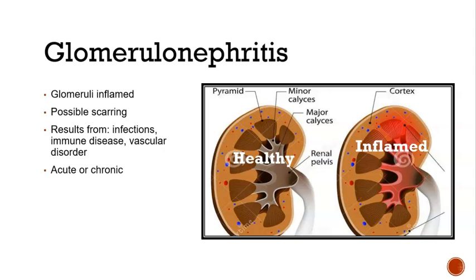Glomerular nephritis is inflammation of the glomeruli. So this is inflammation of the filtering part of the kidney, so kidney filtering will be affected. Depending on how bad this is, we could see some possible permanent scarring on the kidney, which will lead to more chronic problems. Glomerular nephritis could be acute or chronic.